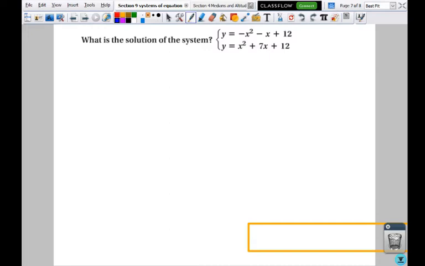So, when we have 2 parabolas, it's still the same type of thing. We're going to have 1, 2, or 0 solutions. But they are going to look a little different. You might have to search around for them a little bit more. So I got one right here, and then I got one up here. So negative 4, 0, and then 0, 12 are my 2 solutions.